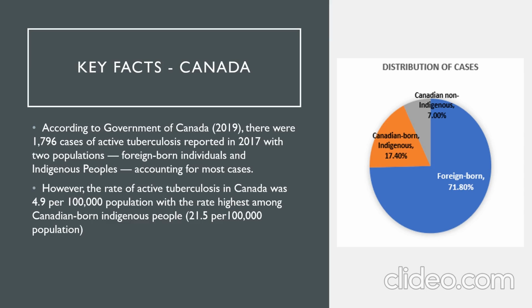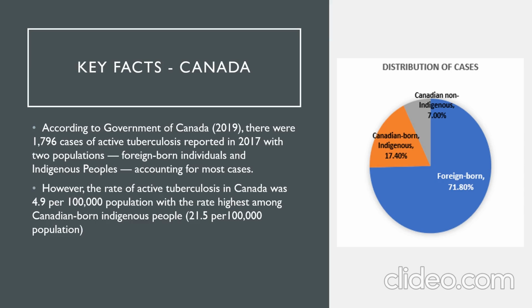If you look at the chart on the right hand side, foreign born people alone accounted for 71.8% of people who presented with active tuberculosis cases. And then 17.4% was among Canadian born indigenous people. However, the rate of active tuberculosis in Canada was 4.9 per 100,000 population, with the rate highest among Canadian-born indigenous people.